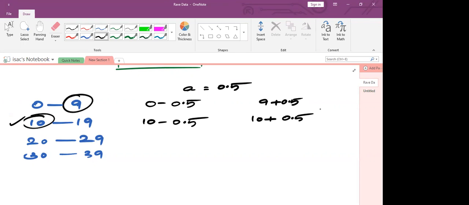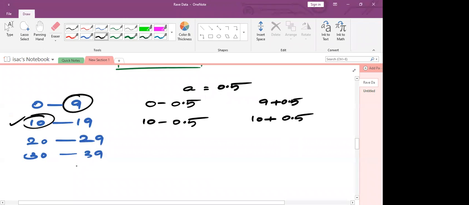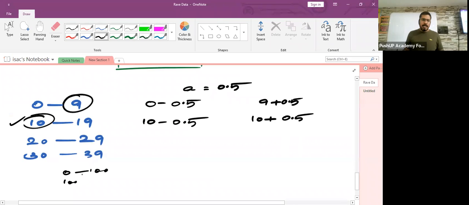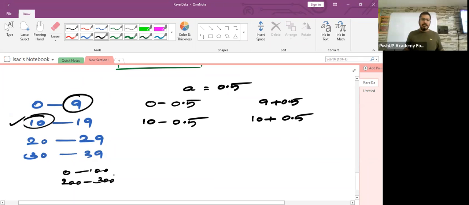So I had one doubt. Suppose if it's 0 to 100 and then 200 to 300, then what will be the adjustment factor for that? 50. So how will we do that? Suppose we'll write it 0 to 100. Could you show it? 0 to 100 and 200 to 300.